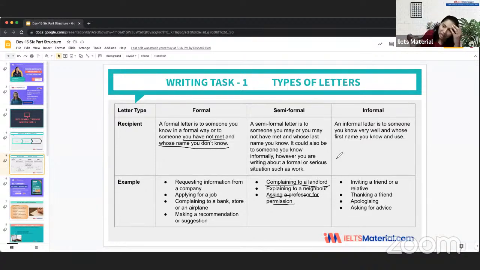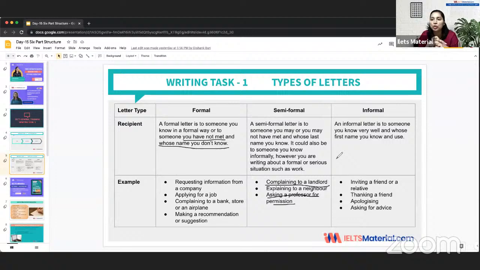So now let's take this: write a letter to your landlord, explaining to him that you would be vacating the house by next month. What kind of letter will it be? Will it be a formal letter, a semi-formal letter, or an informal letter? Yes, it will be a semi-formal letter.